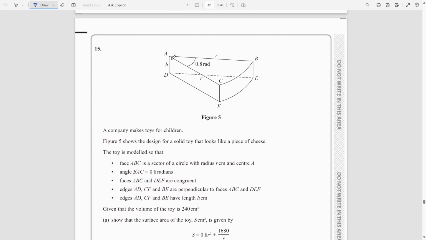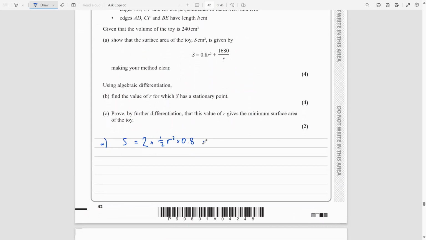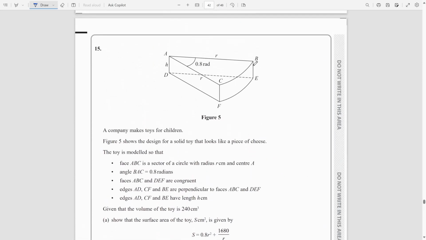Now you've got these 2 rectangles at the side. Each one of those is hr. So I have 2hr. And then finally I have this end piece, which is, well, you could imagine uncurving that, and it would just be a rectangle. You need the base, which is the arc length, times the height of h. The arc length is r theta, so that's 0.8r, and the height is h.